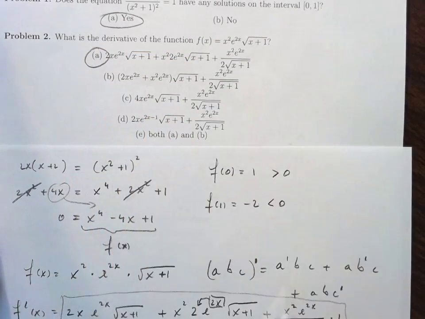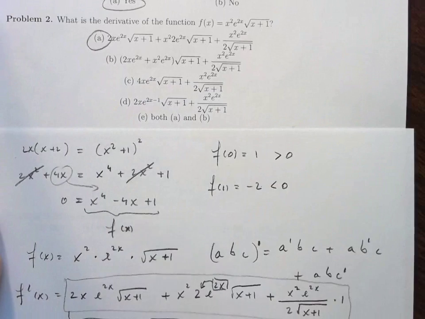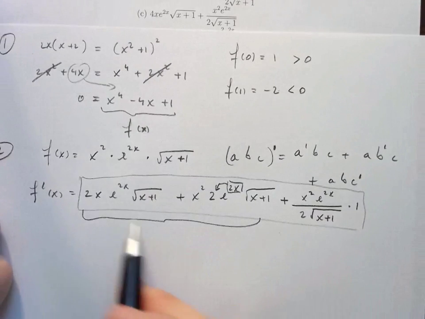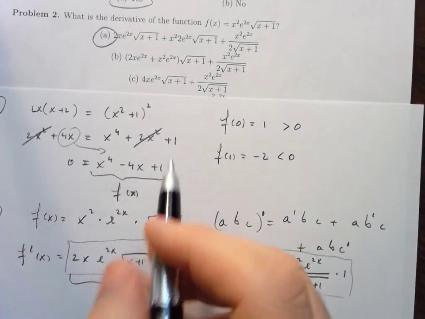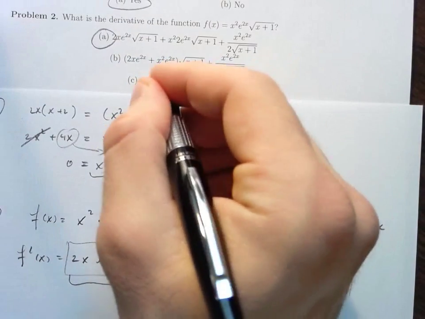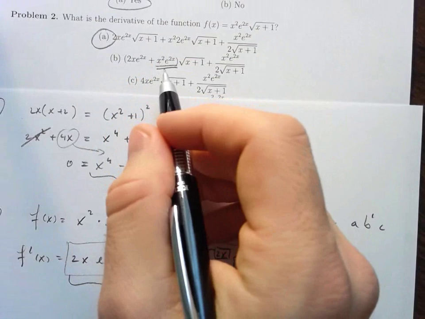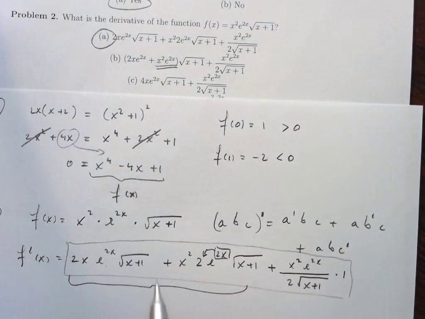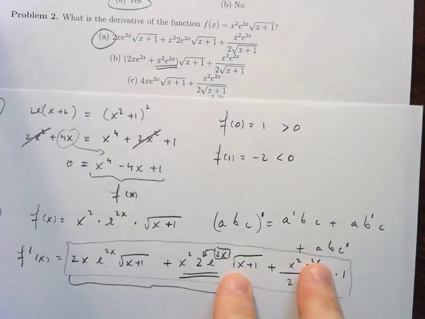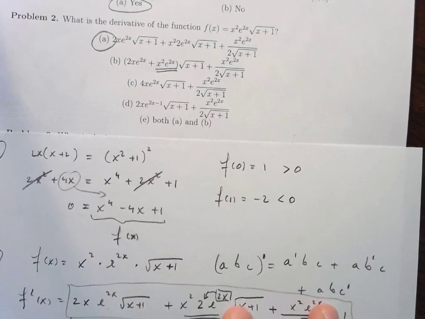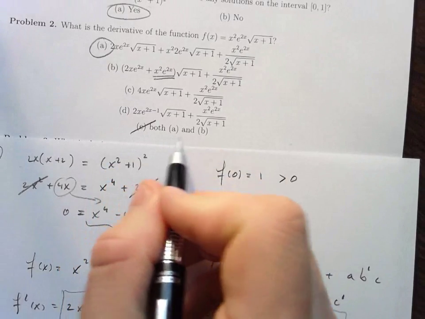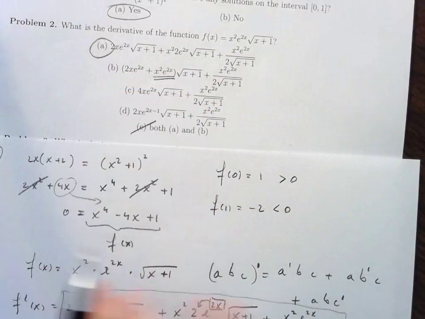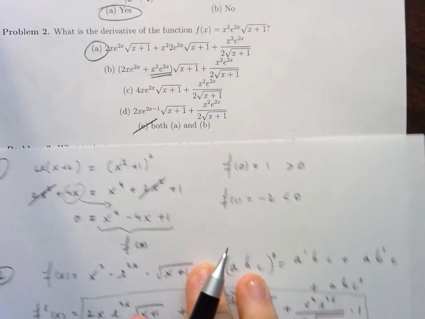Option B is a tempting solution because notice if I factor out an x plus 1, I end up with something that looks strikingly similar. However, there's a 2 missing from this term, which came from the derivative of e to the 2x. So that's why option B is not a correct choice. So we are not going to select both A and B, right? Only A is the correct option here.